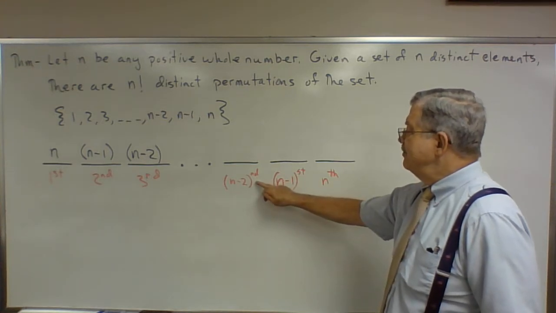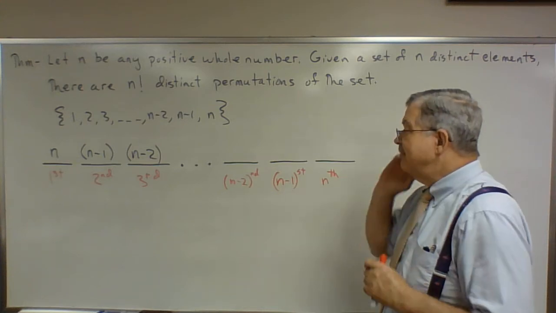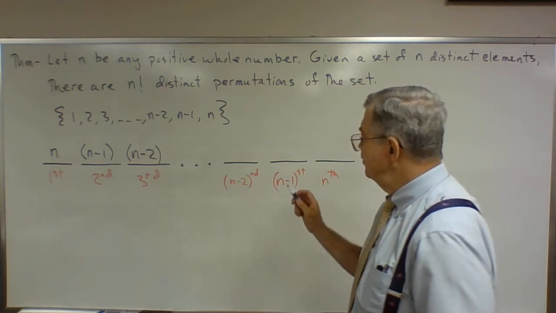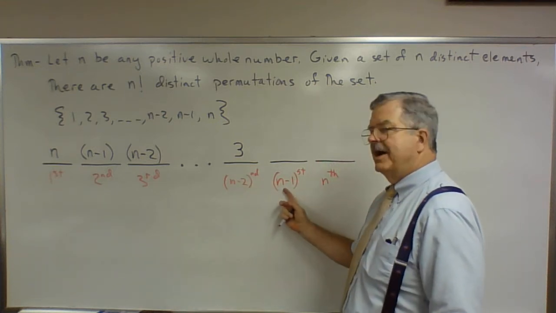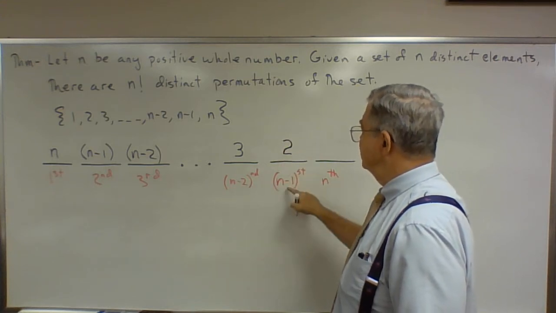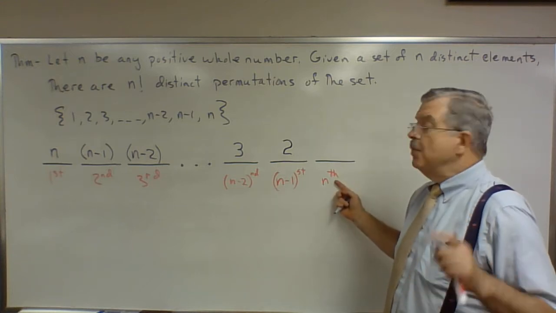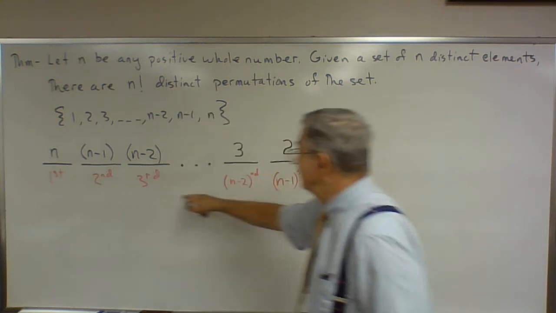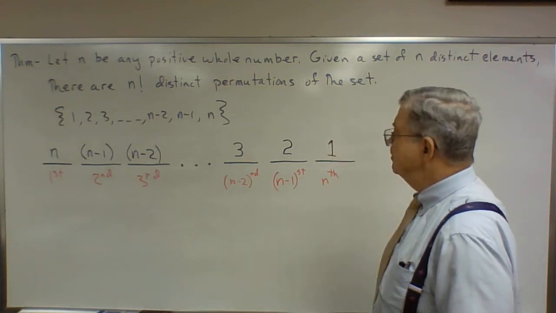When we get to the next to the last slot, there are 3 elements that have not been chosen. So any of those 3 elements can go in this spot. When we get to the last spot, there are 2 elements that haven't been chosen. So either of those 2 elements can go in the next to the last spot. And when we get to the last spot, we've already selected every element except 1 to go in the first n minus 1 spaces. So there's only 1 element that we can put here.